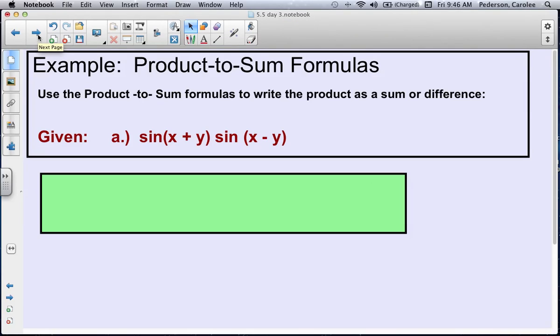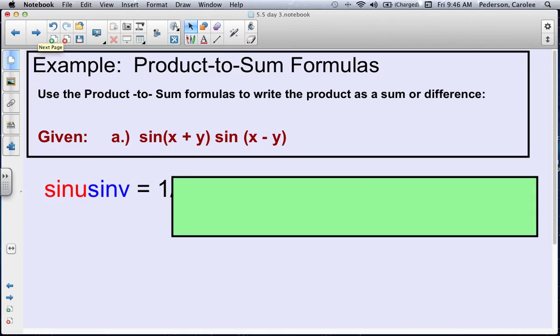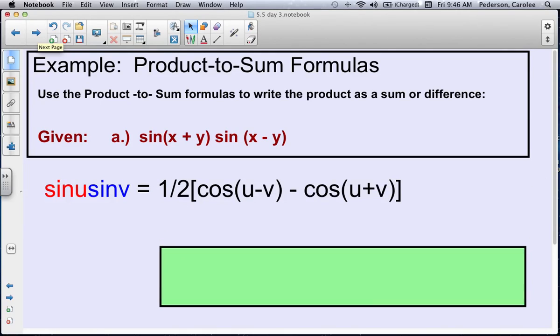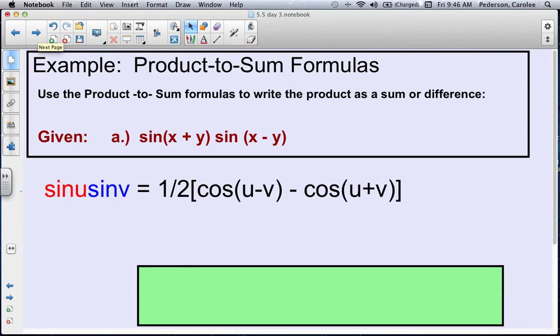Did you find it? Sine u, sine v. Yep. Sine u, sine v looks like this: 1/2 times the quantity of cosine of u minus v minus the cosine of u plus v.